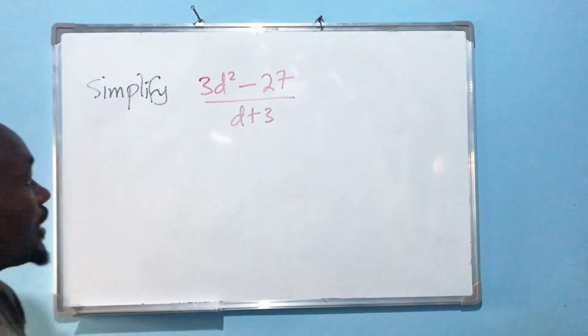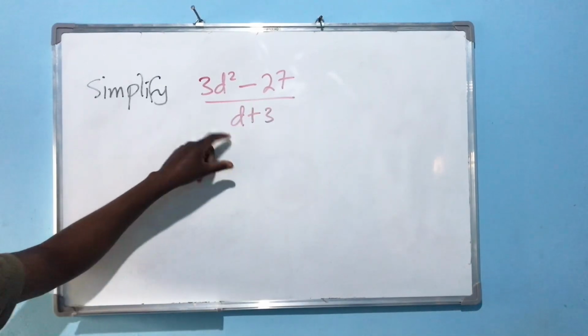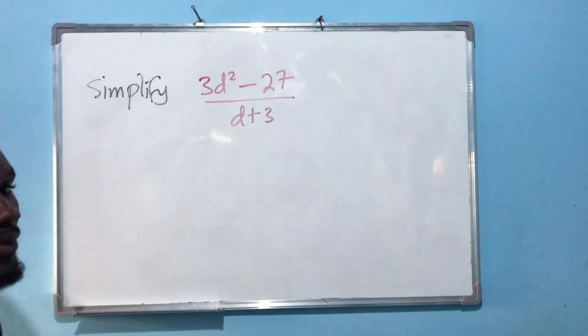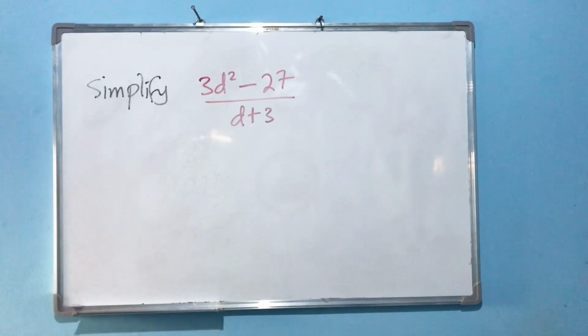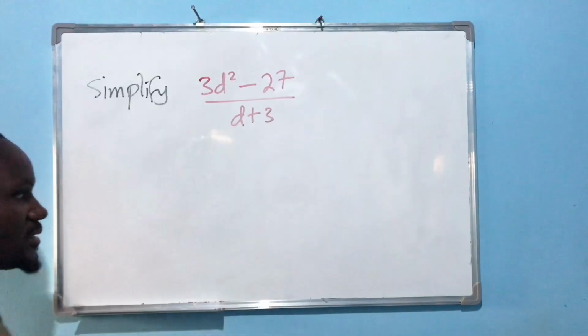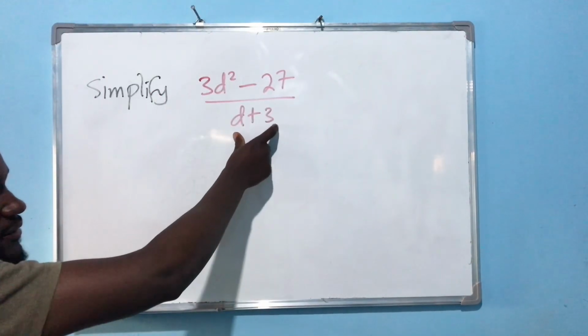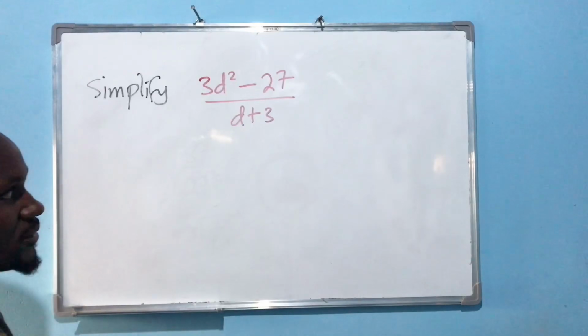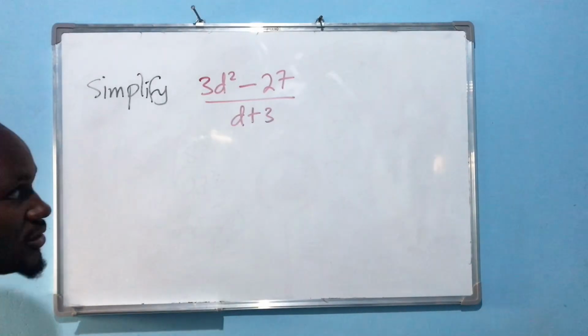Okay, so here we're going to simplify (3d² − 27) over (d + 3). How do we go about simplifying this kind of expression? The first thing you want to ask yourself is, why do I have d + 3 down here? Is there anything I can do on top to make sure that I have d + 3 so that I can easily cancel out? That's the first question you need to ask yourself when it comes to these kinds of questions.